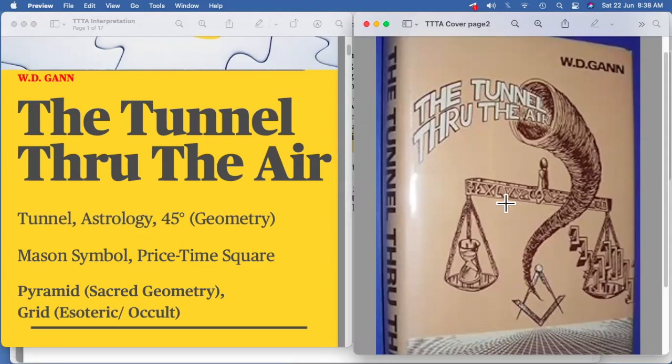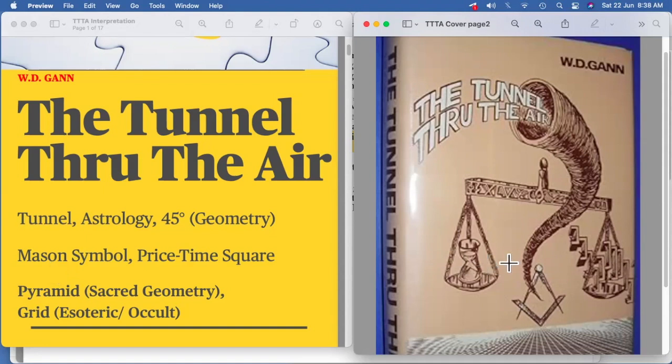We have XLV, which is a Roman numerical, which is 45 degrees. So 45 degrees is again in terms of geometry. We need to study the angles also over here. We have the mason symbol, so we need to study about the masonry or details about that.